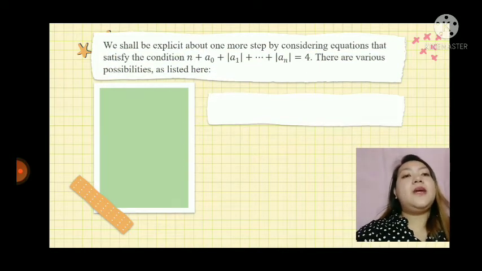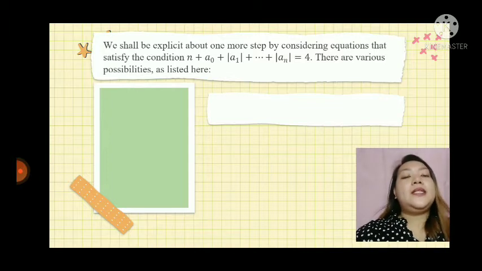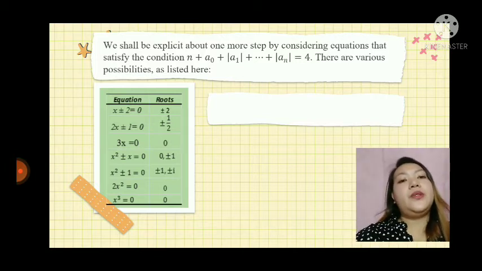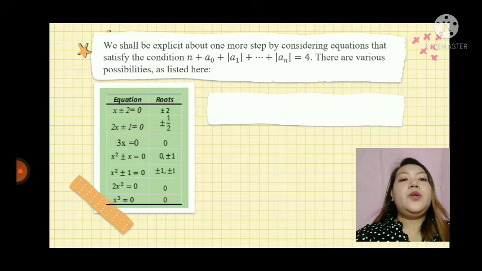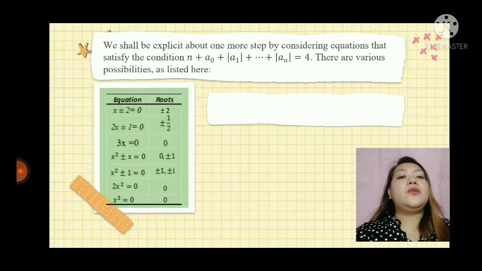We shall be explicit about one more step by considering equations that satisfy the condition n plus absolute value of a sub 0 plus absolute value of a sub 1 plus absolute value of a sub n equals 4. There are various possibilities, as listed here. We have the following equations and roots. x plus or minus 2 equals 0 has root plus or minus 2. 2x plus or minus 1 equals 0 has root plus or minus 1 half. 3x equals 0 has root 0.